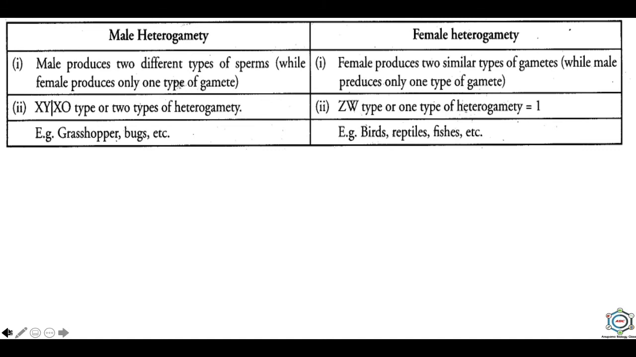Now, what are the differences between male heterogamety and female heterogamety? In case of male heterogamety, male produces two different types of sperms, while the female produces only one type of gametes. While in case of female heterogamety, female produces two types of gametes, while the male produces only one type of gametes. In male heterogamety, XY or XO type, two types of heterogamety are present, while in female heterogamety, ZW type, one type of heterogamety is present. In male heterogamety, examples are grasshopper, bugs, etc. While in female heterogamety, the examples are birds, reptiles, fishes, etc.